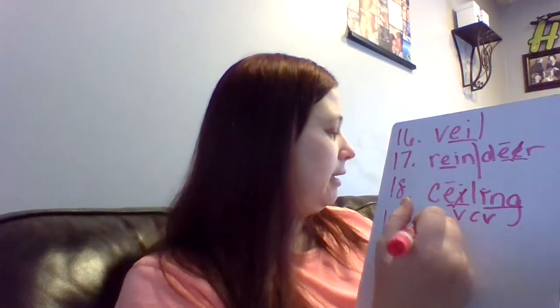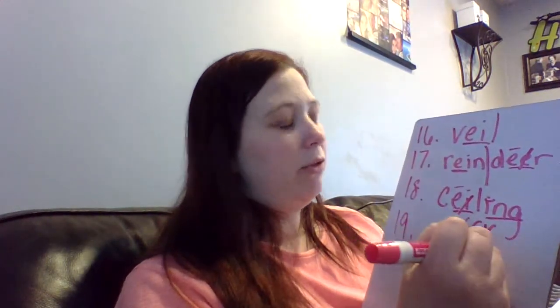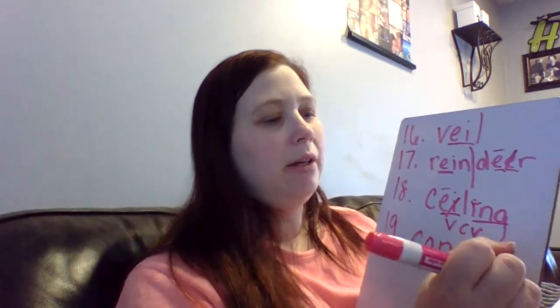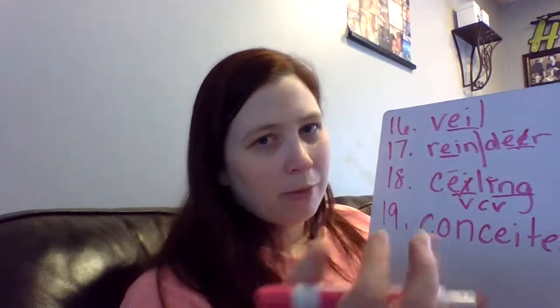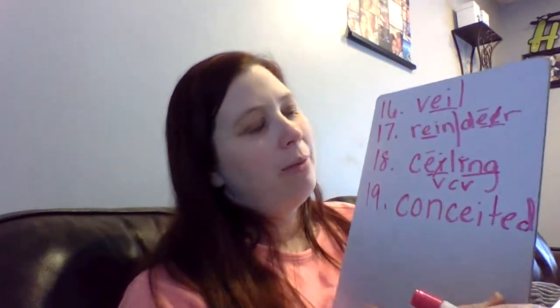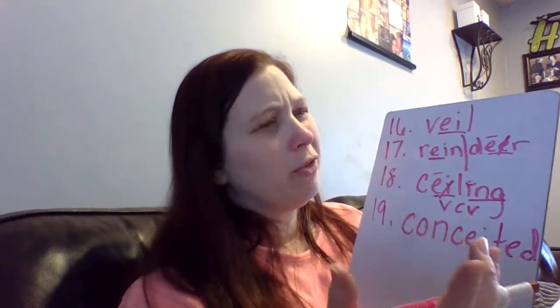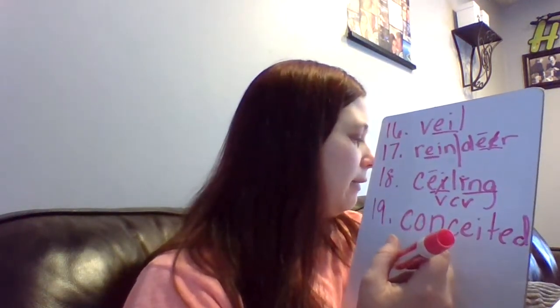Number 19 is conceited. We don't want to be conceited, right? Do you know what the word conceited means? It means like that you walk around saying like, I'm the best at everything. I'm the smartest. I know it all. I'm so great. That's conceited. And you should think you're great, but you shouldn't always be telling everyone you're the best at everything, right? All right, conceited is a big word.